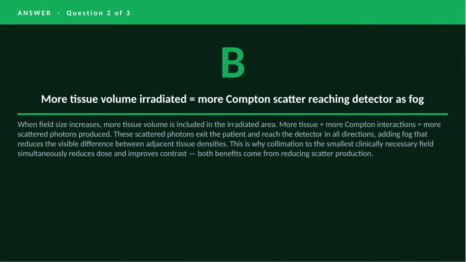The answer is B. More tissue volume in the beam produces more Compton scatter that reaches the detector as fog. Field area increase from 100 to 400 square centimeters adds 3 times the irradiated tissue volume. More tissue means more Compton interactions. More interactions means more scattered photons traveling toward the detector. More scatter at the detector means more fog, and fog reduces the visible difference between adjacent tissue densities.